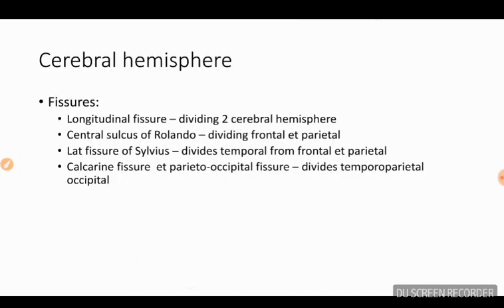Next, let's talk about the fissures or depressions on the cerebrum. There are four main fissures. You have your longitudinal fissure, which divides the two cerebral hemispheres. The Rolandic fissure, which divides the frontal and parietal lobe. Your lateral fissure of Sylvius, which divides the temporal lobe from the frontal and parietal lobe. Then you have your calcarine fissure, together with the parieto-occipital fissure, which divides the temporoparietal lobe from the occipital lobe.